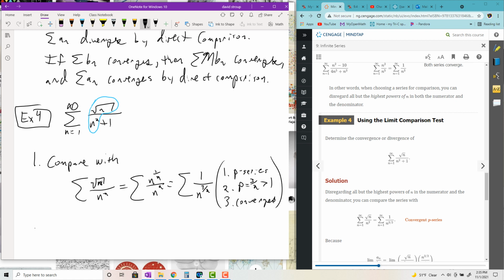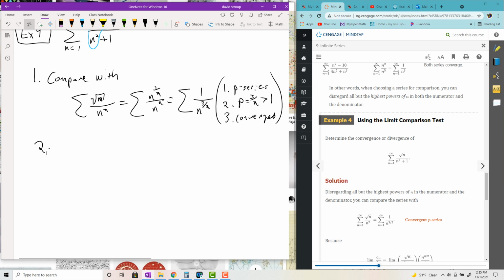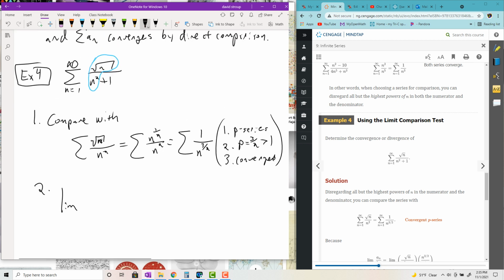And then secondly, you can go to the limit, and then thirdly, I would expect you to show me or tell me the conclusions. So the second step, you're doing the limit of the ratio of the terms of those two series. You can put either one on top, it doesn't matter. I'll put the first one on top. So 1 all over n to the 3/2 divided by the square root of n all over n squared plus 1, as n goes to infinity always.